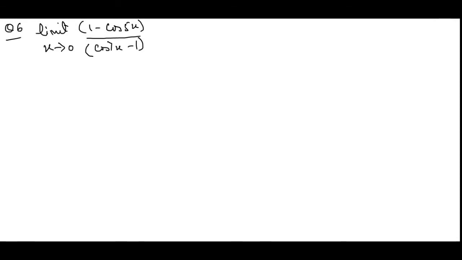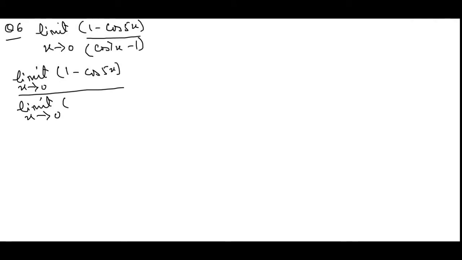Now question number 6. Limit x approaches 0, 1 minus cos 5x divided by cos 7x minus 1. Now first of all, applying the limit, we get limit x approaches 0, 1 minus cos 5x whole divided by limit x approaches 0, cos 7x minus 1, and on applying the limit we get 1 minus 1 over 1 minus 1, which is 0 over 0, which is again an indeterminate form.